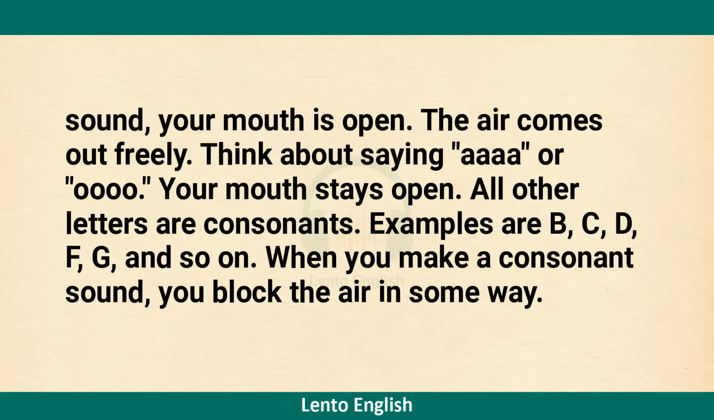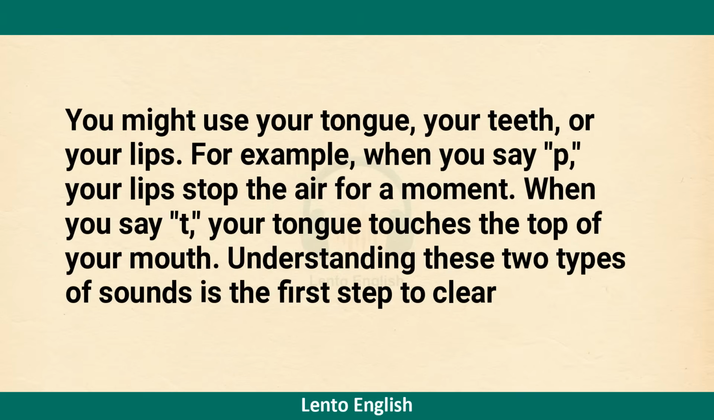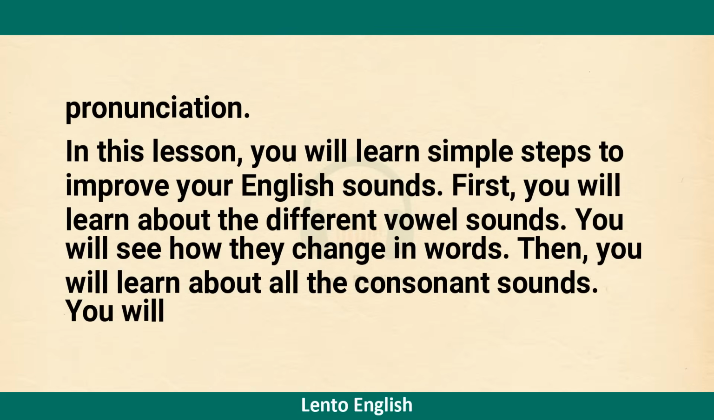Examples are B, C, D, F, G, and so on. When you make a consonant sound, you block the air in some way. You might use your tongue, your teeth, or your lips. For example, when you say P, your lips stop the air for a moment. When you say T, your tongue touches the top of your mouth. Understanding these two types of sounds is the first step to clear pronunciation.